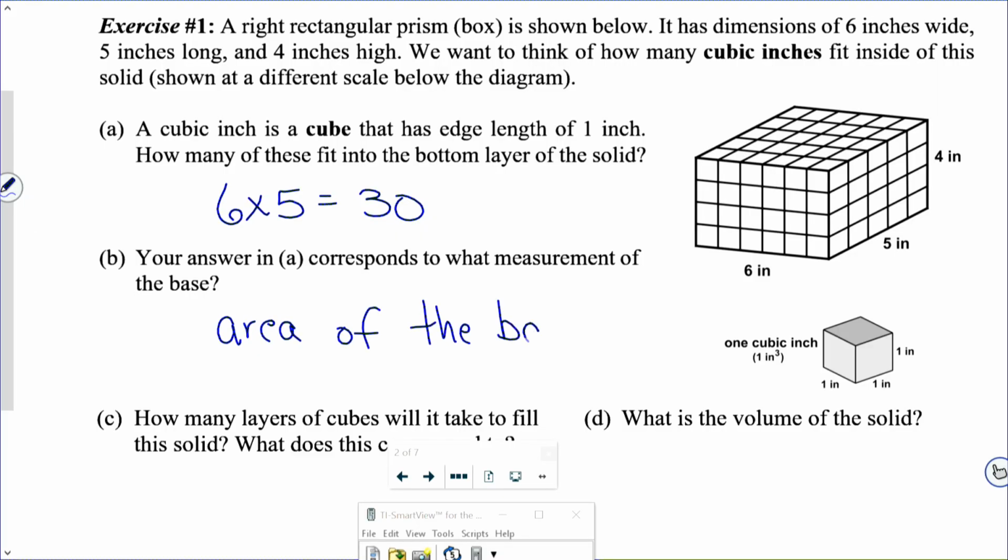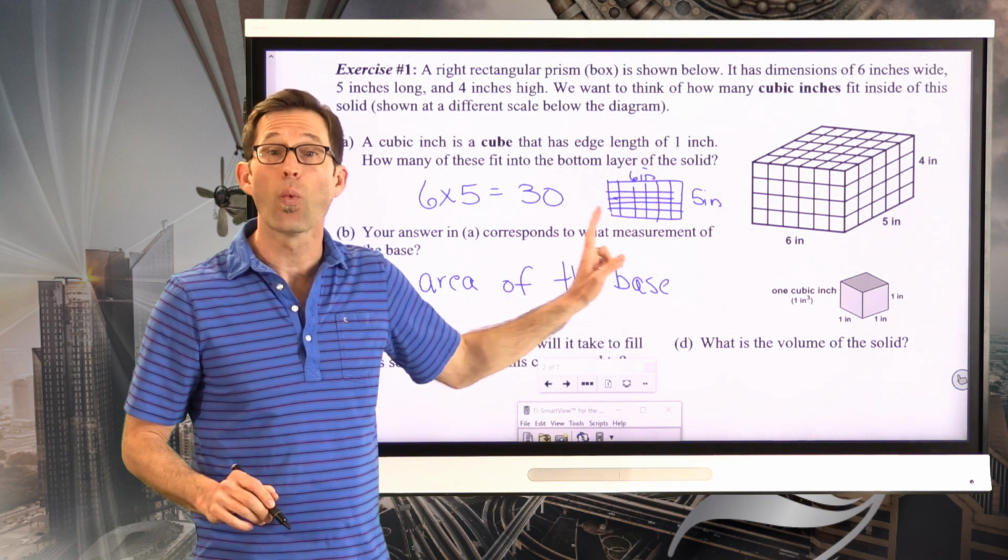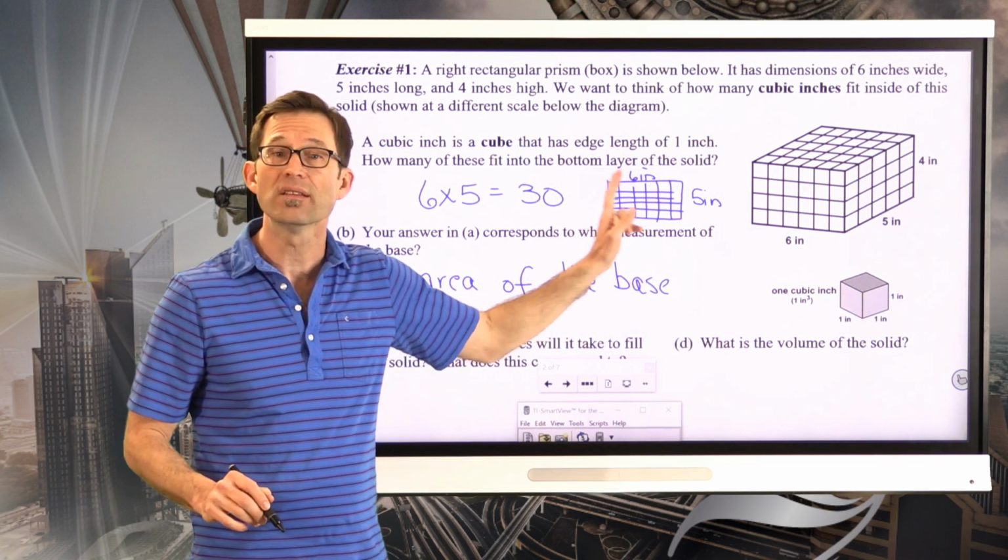Now again, that's absolutely critical to understand, right? If I drew that base out, I have to draw it kind of small like this, right? And it was 6 inches by 5 inches. The whole point is, if I count 1, 2, 3, 4, 5, 6, 1, 2, 3, 4, 5, I would have 30 unit squares that would fit inside of that base.